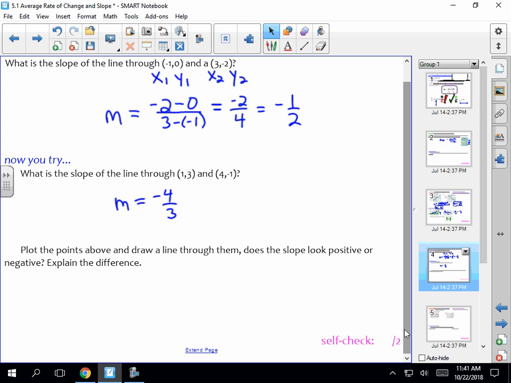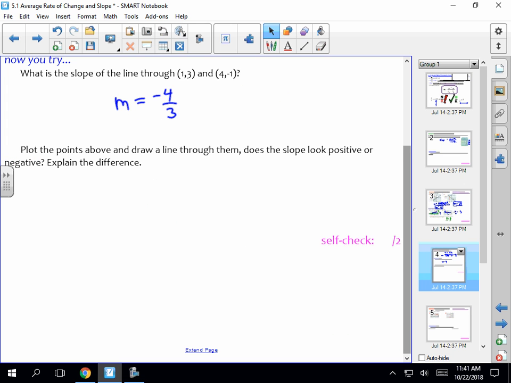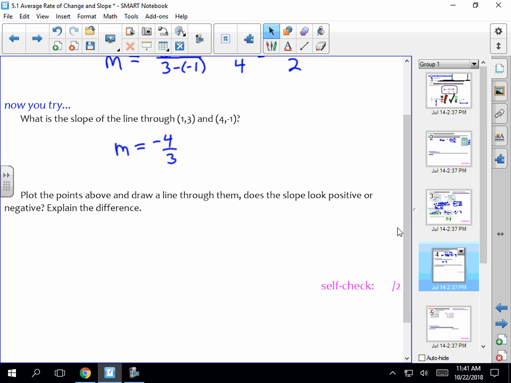Plot the points above and draw a line through them. Does the slope look positive or negative? So let's plot these points right up here. Just draw an XY grid.